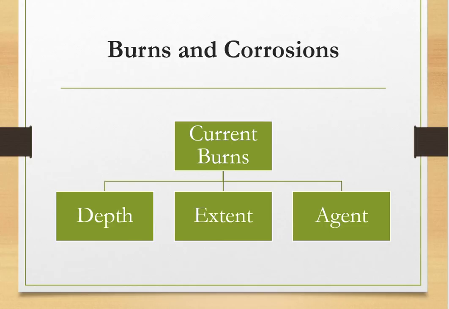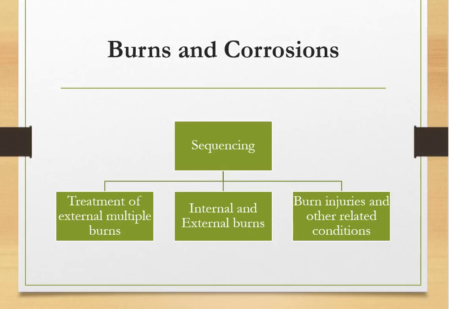Burns of the eye and internal organs are actually coded in T26 through T28. So now, guys, let's talk about some sequencing. You're going to sequence first the code that reflects the highest degree of burn whenever you have more than one burn present. When the encounter or the admission is for treatment of external multiple burns, you want to sequence first the code that reflects the burn of the highest degree.